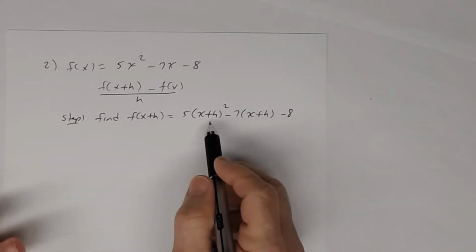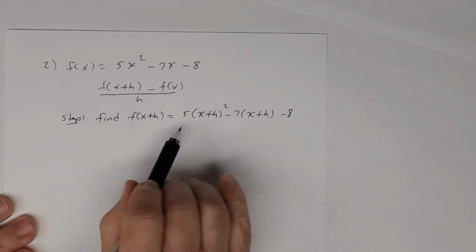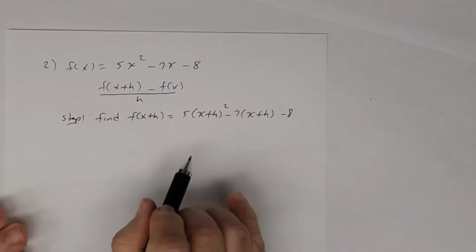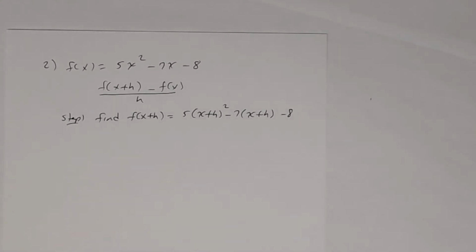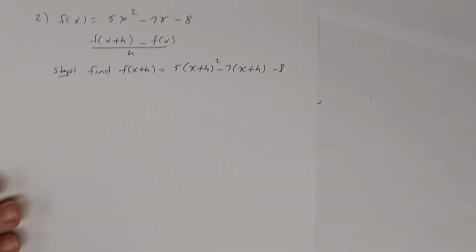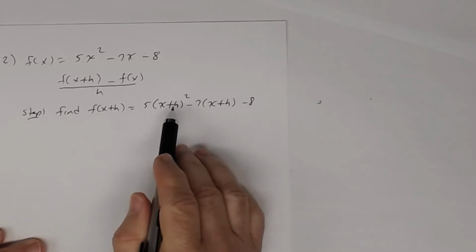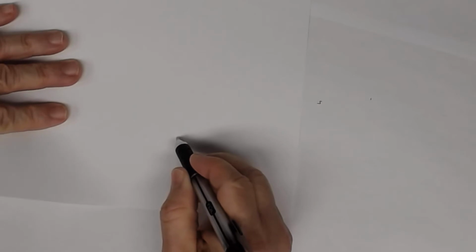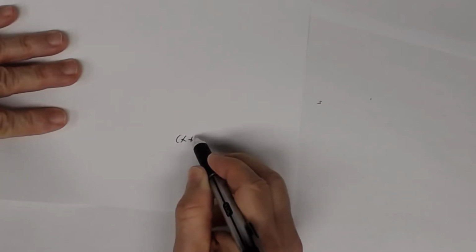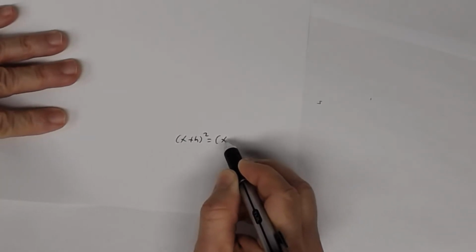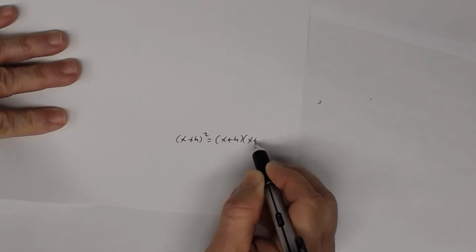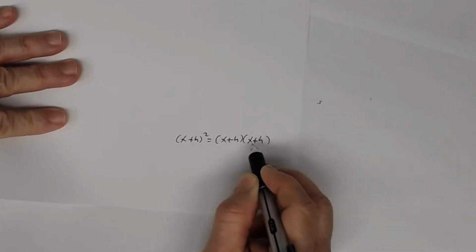Now that's where, whenever you do a quadratic, it's a little bit more work. Okay, so let's go ahead and do it down here. Remember, we're supposed to find this part here. So x plus h squared. Let's go ahead and put that right here. Let's see what that means. So x plus h squared means x plus h times x plus h, right? So let's FOIL this out.